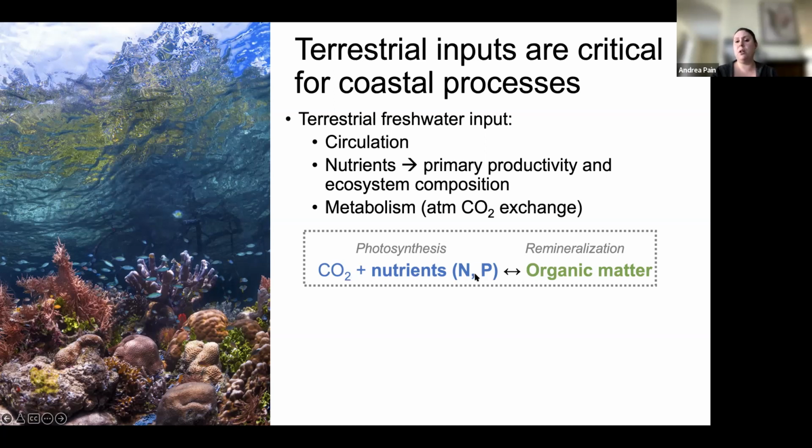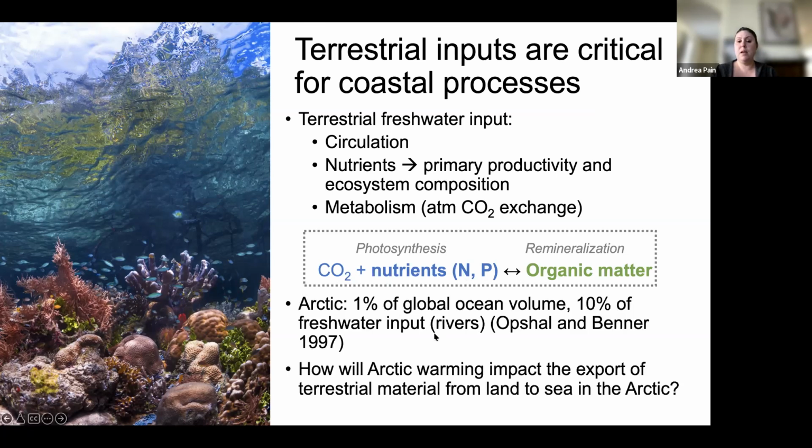So I'll be talking a little bit about all of these components in the talk today and how they're delivered from deglaciating landscapes to the coast and how we can use Greenland to understand what those changes may look like in the future. So the Arctic is a particularly important place to look at some of these processes. It comprises about 1% of global ocean volume, but it receives about 10% of freshwater input from rivers. So changes in the composition, not only the volume of water flowing, but also the composition of this water could have really important impacts on carbon and nutrient dynamics on a global scale.